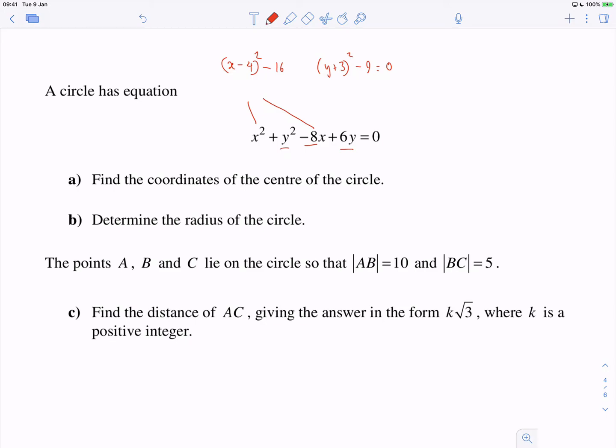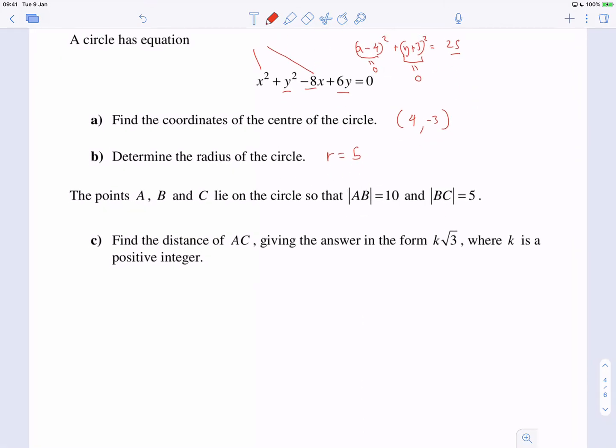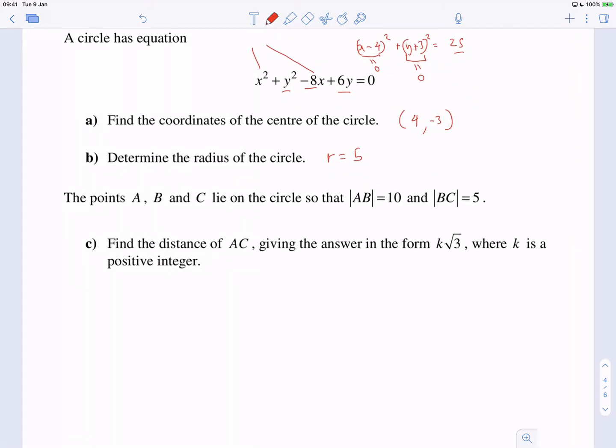I think it's going to be a similar thing here, isn't it? It's going to be x minus 4 squared plus y plus 3 squared equals 9 add 16, which is 25. So the centre is x minus 4 equals 0, so x must equal 4, and y plus 3 equals 0, that means y is minus 3. And the radius of the circle is just the square root of 25, which is 5. Easy peasy lemon squeezy.